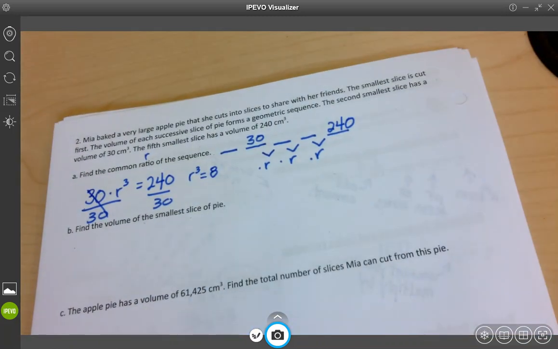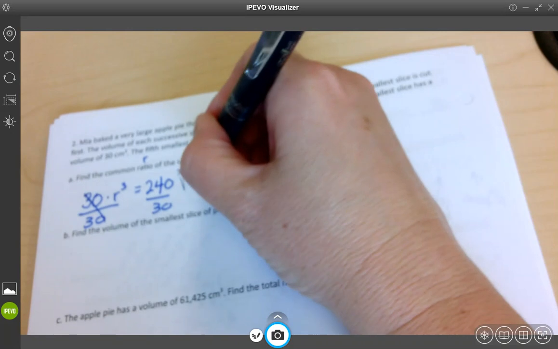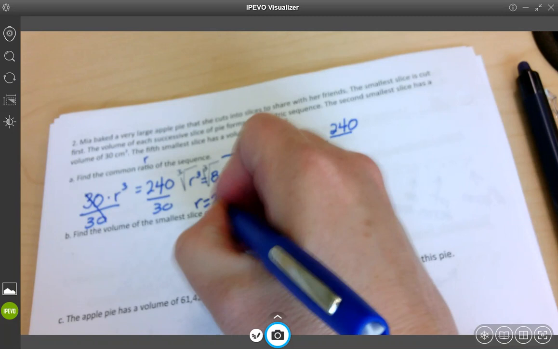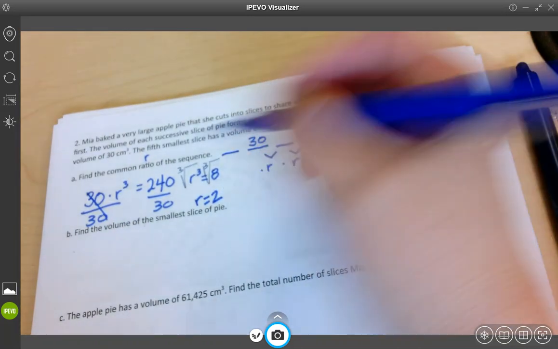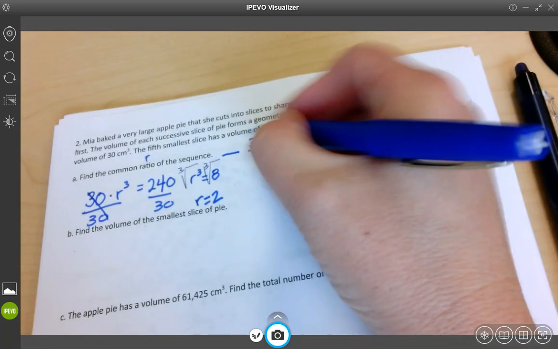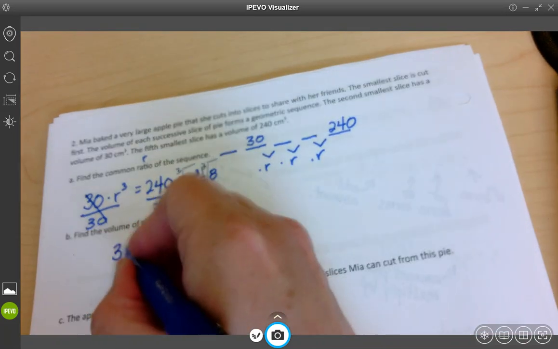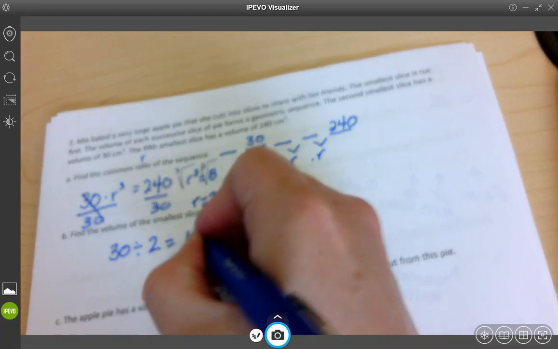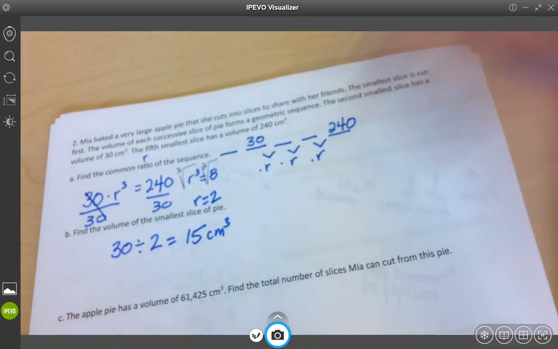How do you solve r cubed equals 8? Cube root, yep. So you're going to do a cube root on both sides. Cube root of r cubed, cube root of 8, and I get r equals 2, which is the same thing that you guys kind of figured out on your own, which is super. So that does mean that r is 2, and then the smallest slice, what would be before the 30? 15, right? So you could work backwards. Since it's a multiplying pattern, the inverse is divide, and you could get 15, and that would be cubic centimeters.